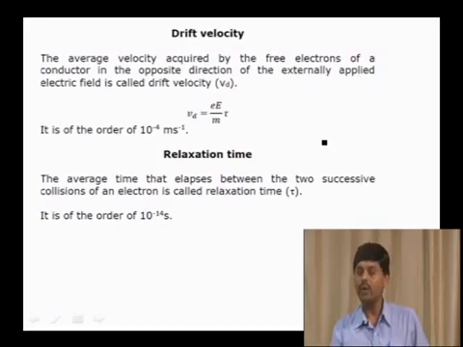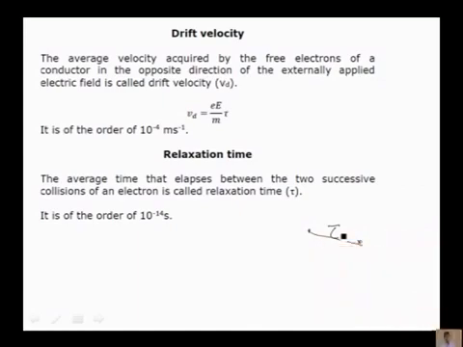Then, what is the relaxation time? The average time that elapsed between two successive collisions of the electron is called the relaxation time. It means the time interval between one collision and the next collision is equal to the relaxation time τ. It is of the order of 10 raised to minus 14 second.